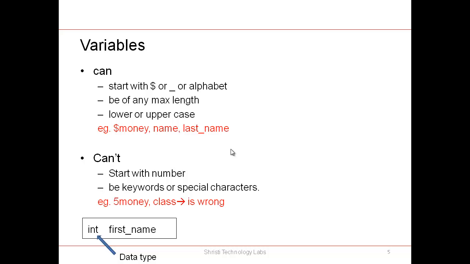To declare a variable, you need to use the data type first, then the variable name. Int is a data type. First underscore name is the variable name.